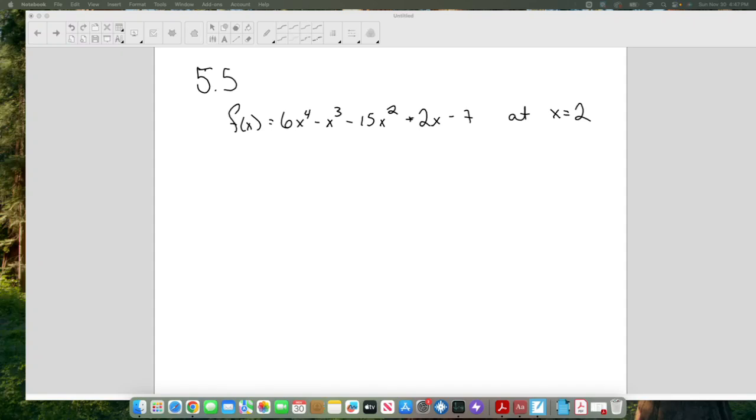Okay, guys, we're going to look at chapter 5.5. In this one, we're just going to use the information that we've been given before, synthetic division, and try to determine what we can use it for and how it helps us out.